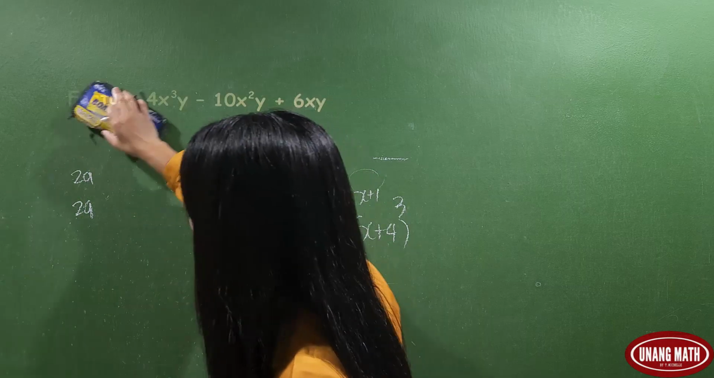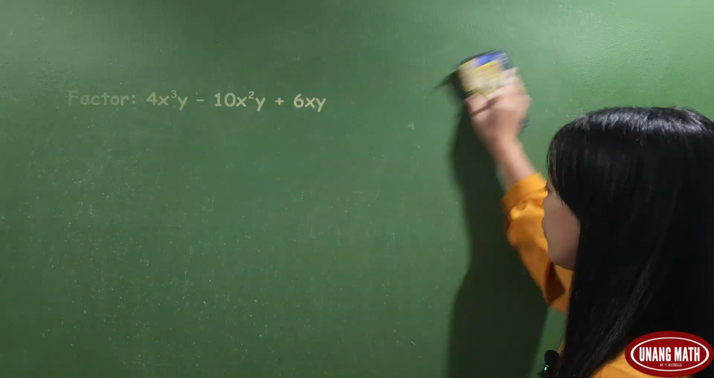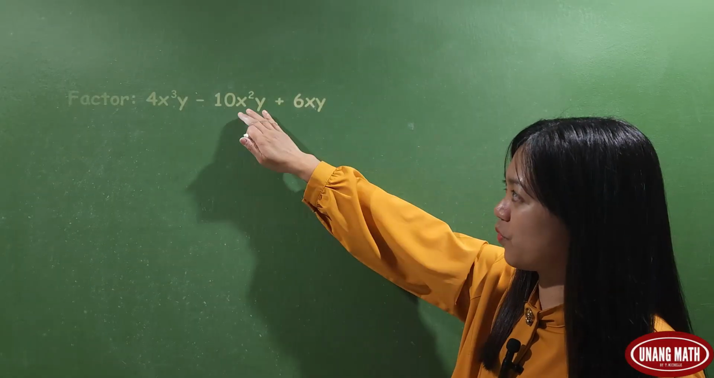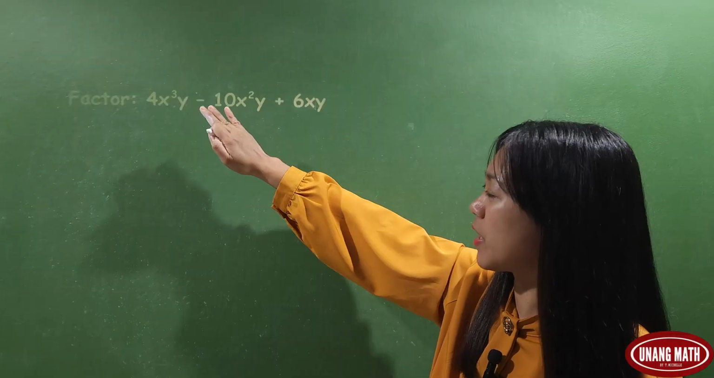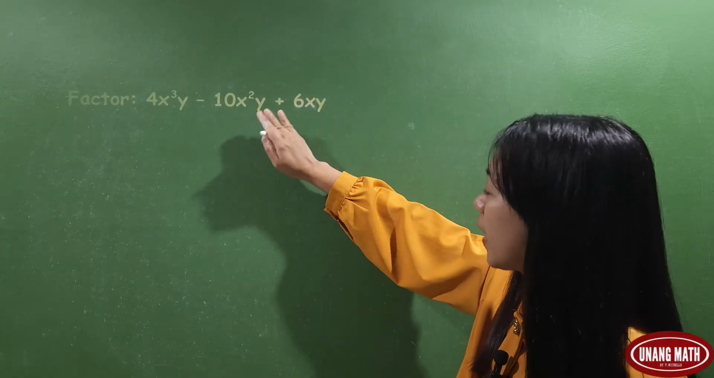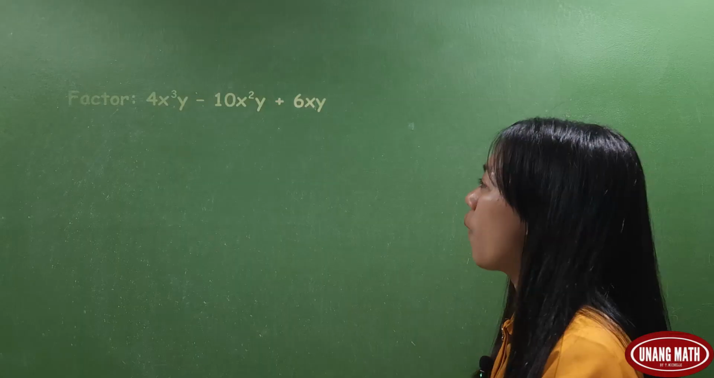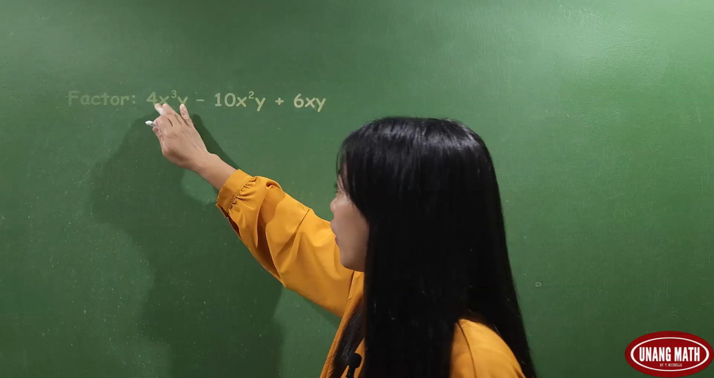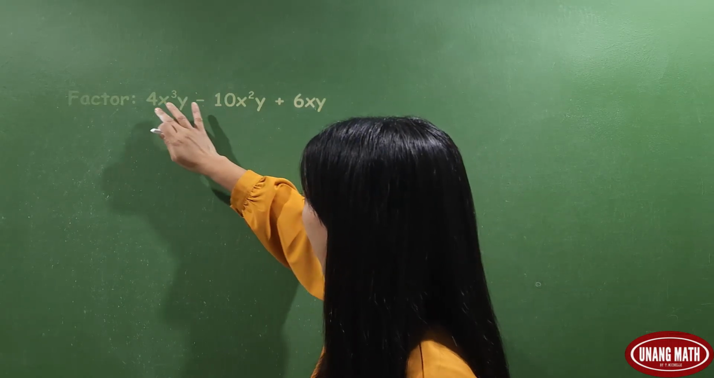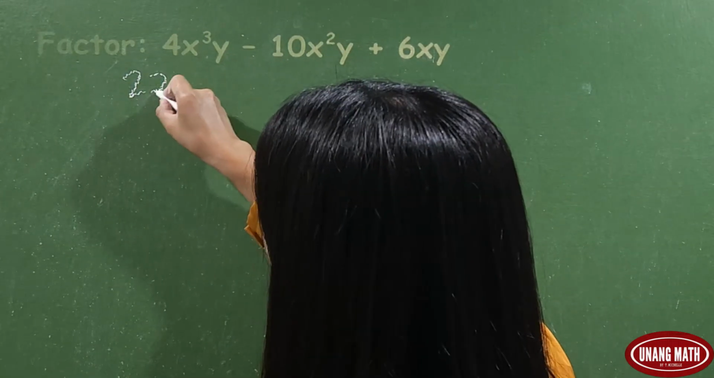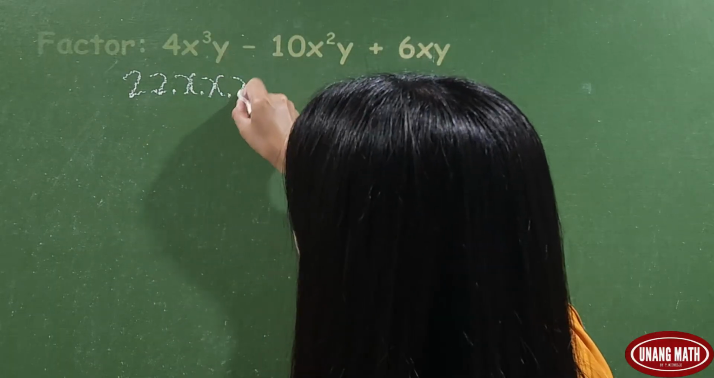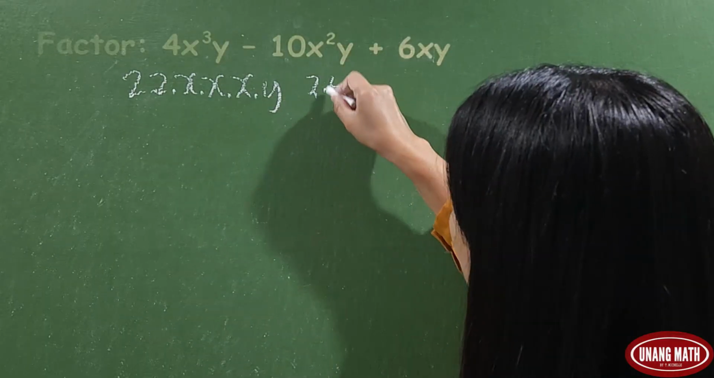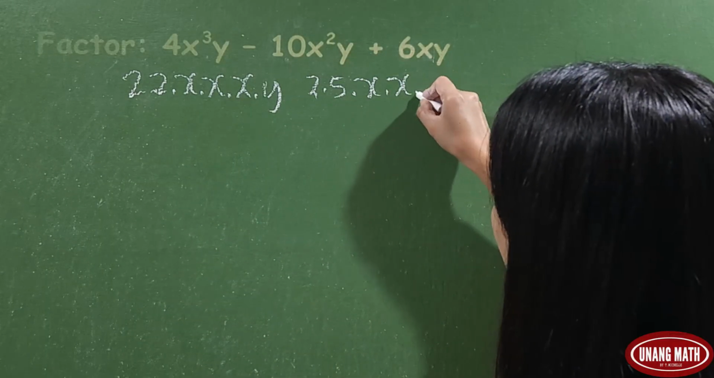This time we will be answering the simple questions. The first one here is to factor this expression: 4x raised to the power of 3y minus 10x squared y plus 6xy. We will be using the common factor here. 4x raised to the power of 3y is 2 times 2 times x times x times x times y. 10x squared y is 2 times 5 times x times x times y.